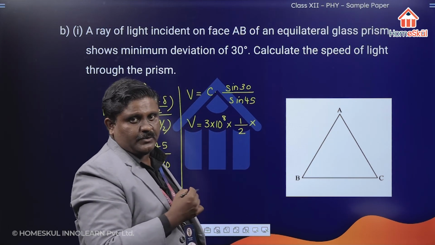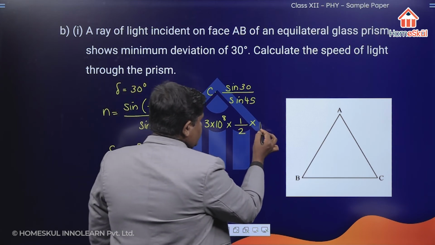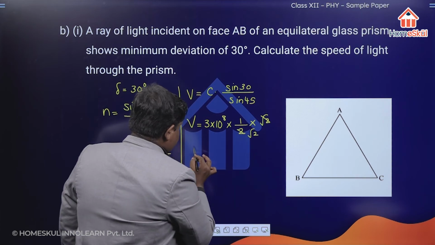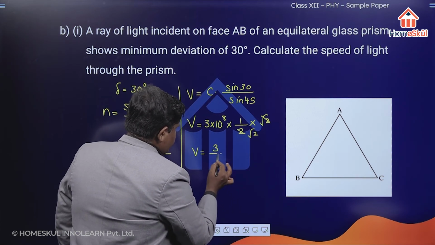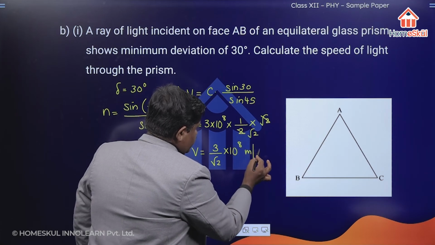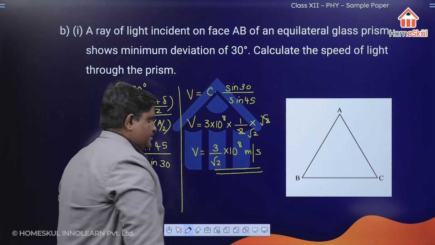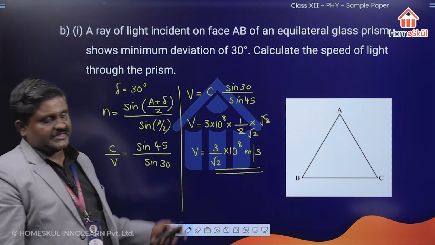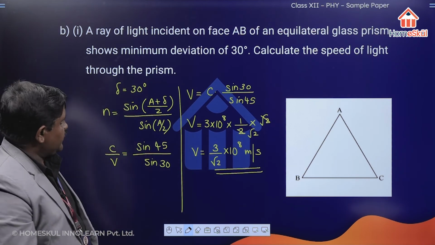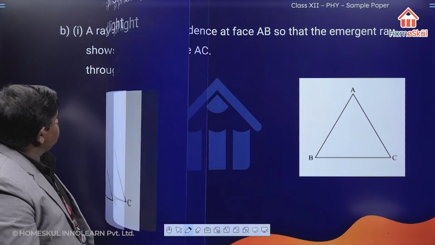Okay, sine 45. What is the value of sine 45? 1 by root 2. So it is root 2. So here we have to cancel it as it is root 2. That is V equal to 3 by root 2 into 10 raised to 8 meter per second. So this is the value of velocity. Okay, no need to calculate this value. Clear? Okay, then next one.